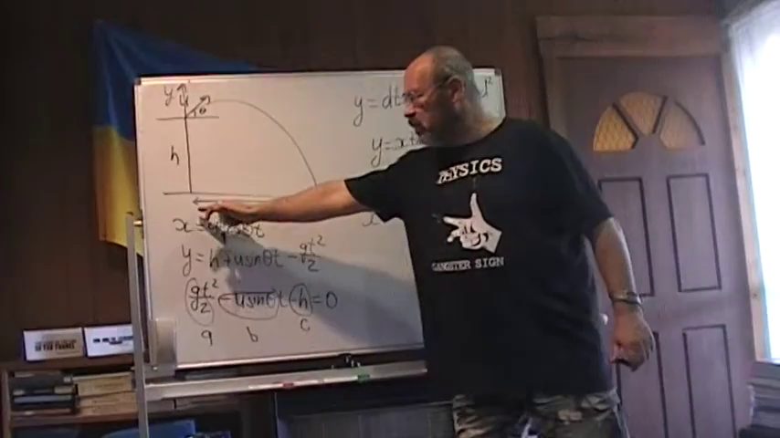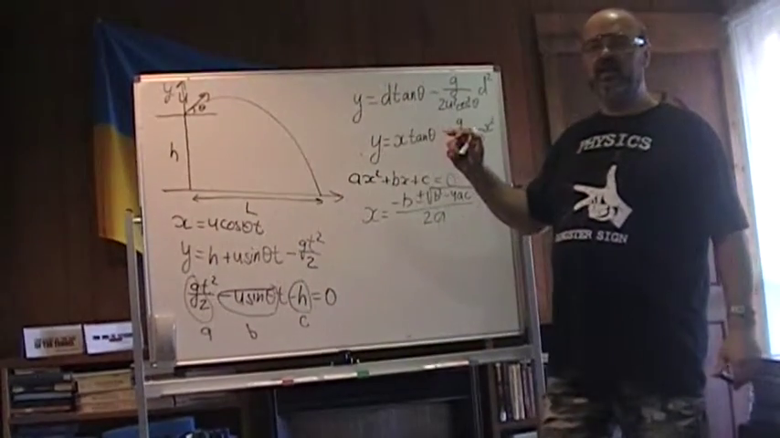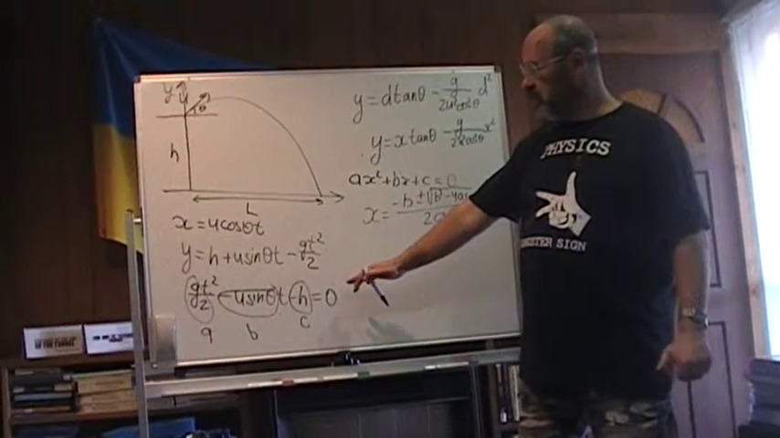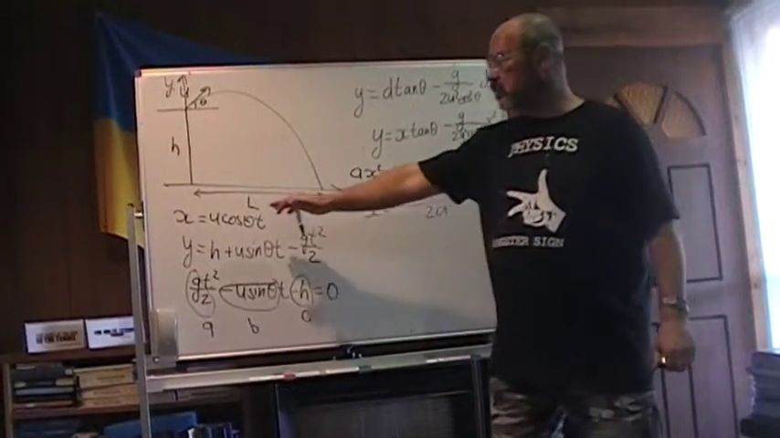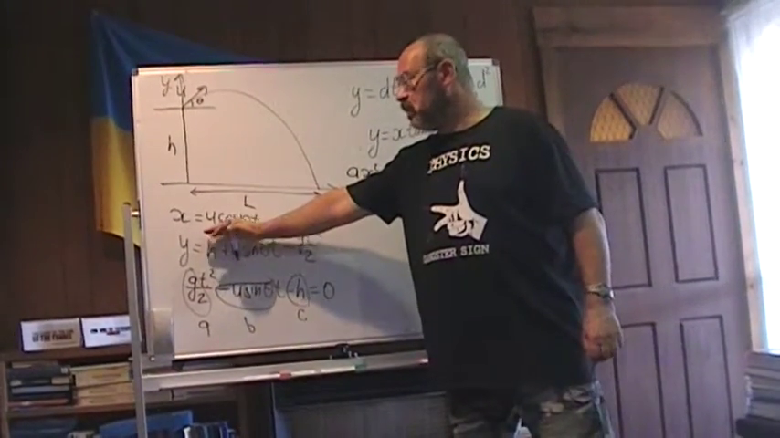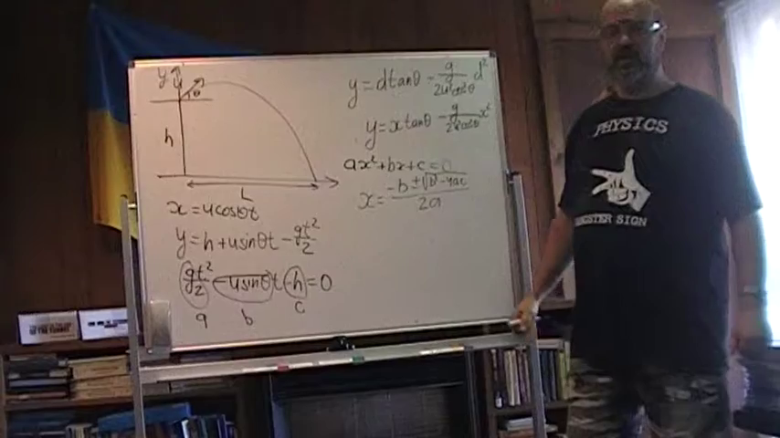And to find the range, we just substitute the value of time that we found from this quadratic equation into the expression for the horizontal position, and we will find the horizontal position at that time.